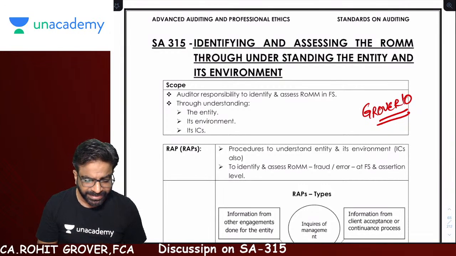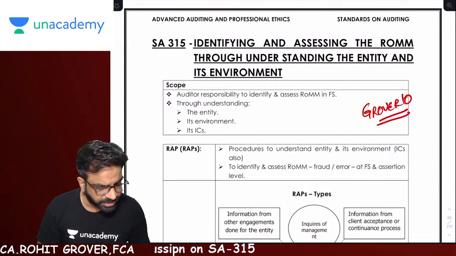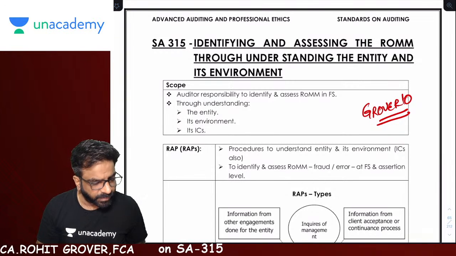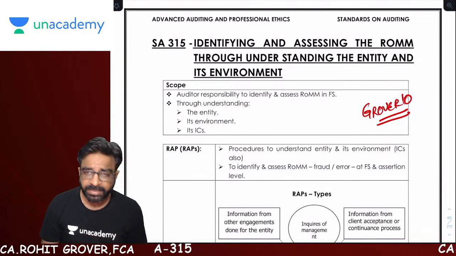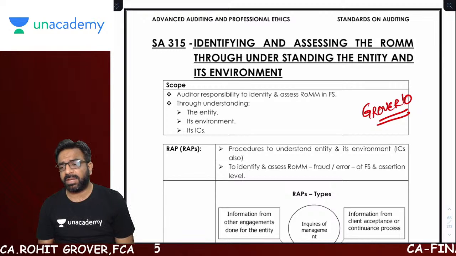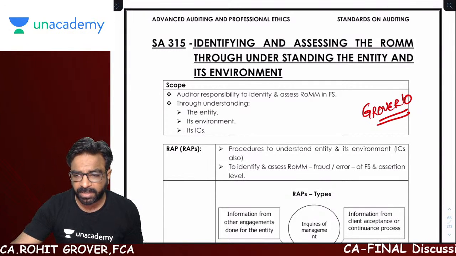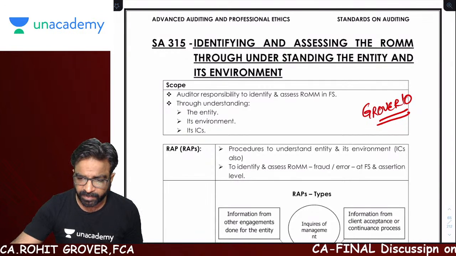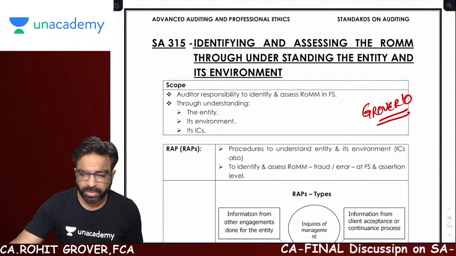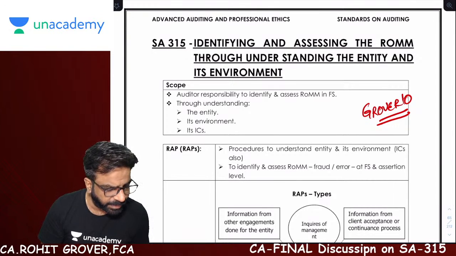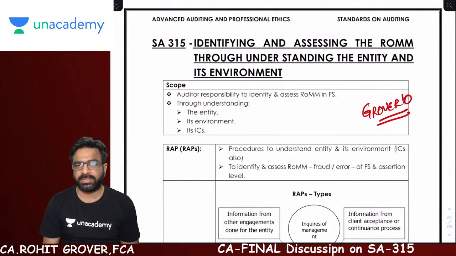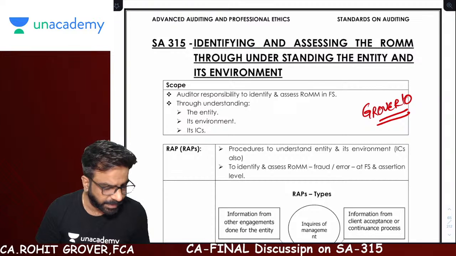So today's discussion, we are going to have a discussion on SA 315, right? We'll have a discussion on SA 315, and along with that, I will take up your queries also relating to the paper number 3, Advanced Auditing and Professional Ethics. Whatever type of queries you have, you can let me know, and I will be glad to make sure that each and every query will be resolved.